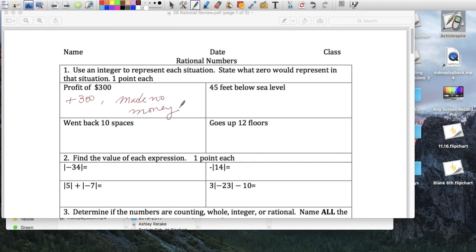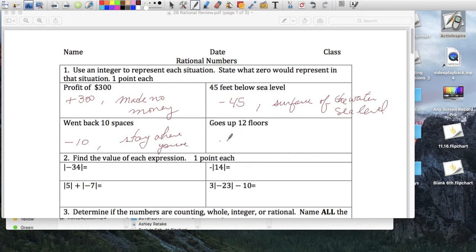You didn't make anything. 45 feet below sea level is negative 45, and 0 would be you're on the surface of the water, or you can write you're at sea level. Okay. Went back 10 spaces would be negative 10, and 0 means you stay where you are. You're not going forwards or backwards. Stay where you are.